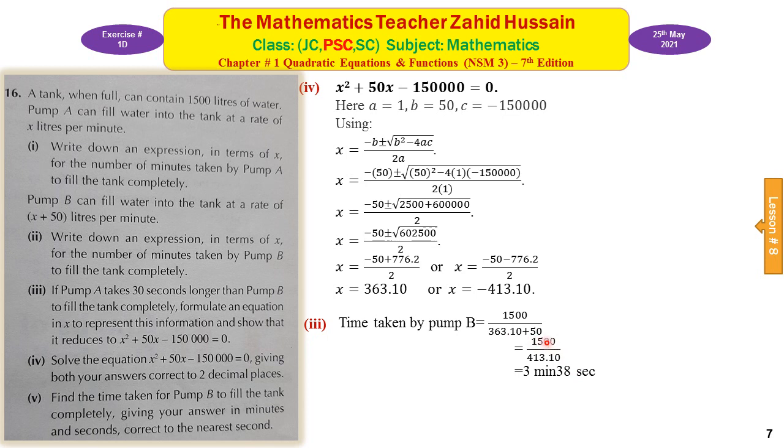When you divide 1500 by 413.10, you will get 3 point something. So 3 minutes and point something, when you multiply by 60, you will get 38 seconds. So 3 minutes 38 seconds is the time taken by pump B to fill the tank which holds 1500 liters of water.